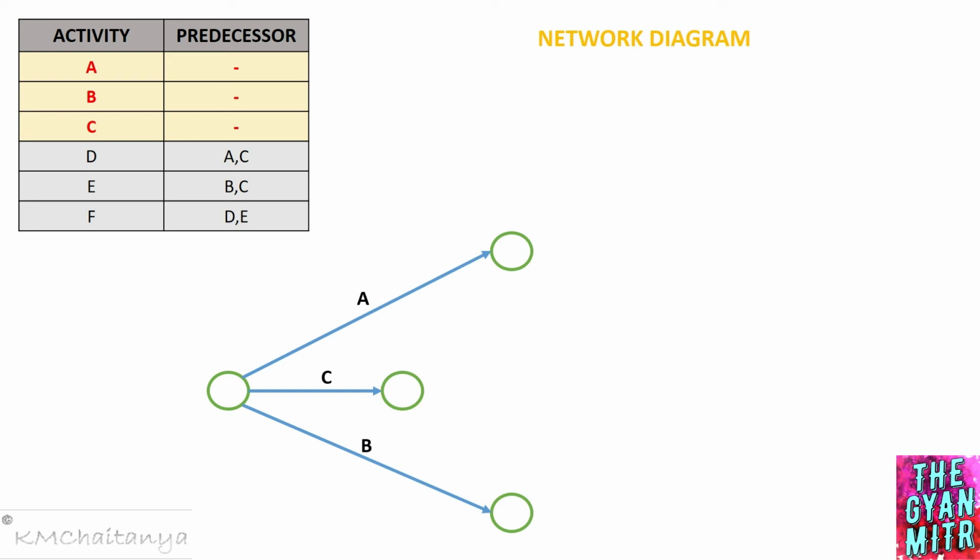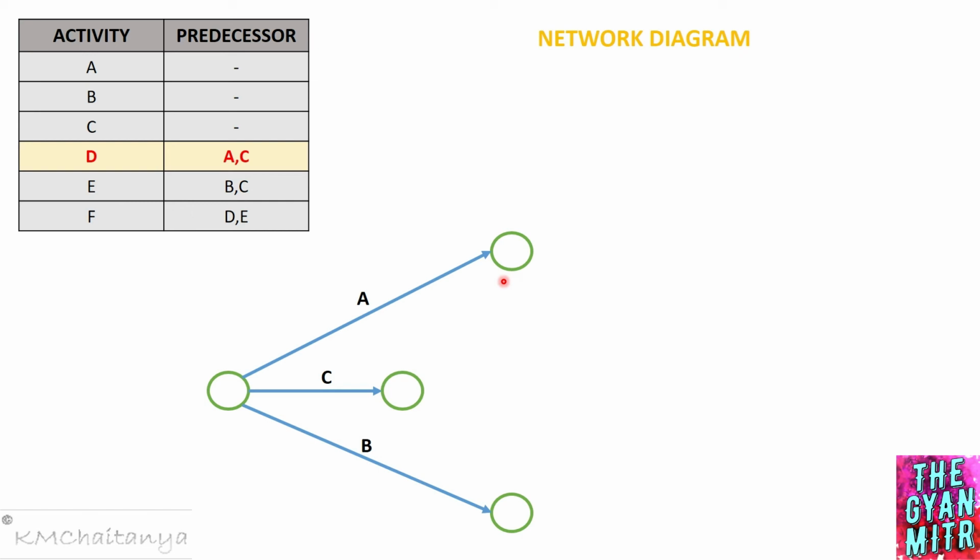Now we'll move on to the next one, which is activity D. In order to draw activity D, I need to have a predecessor relation with A and C, right? A and C should be completed. I cannot directly join A and C because it is going to violate the first purpose, that is the grammatical purpose, right?